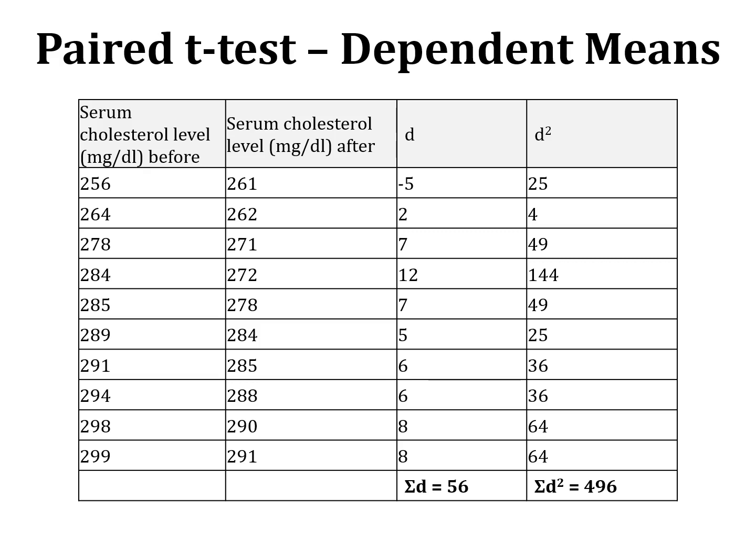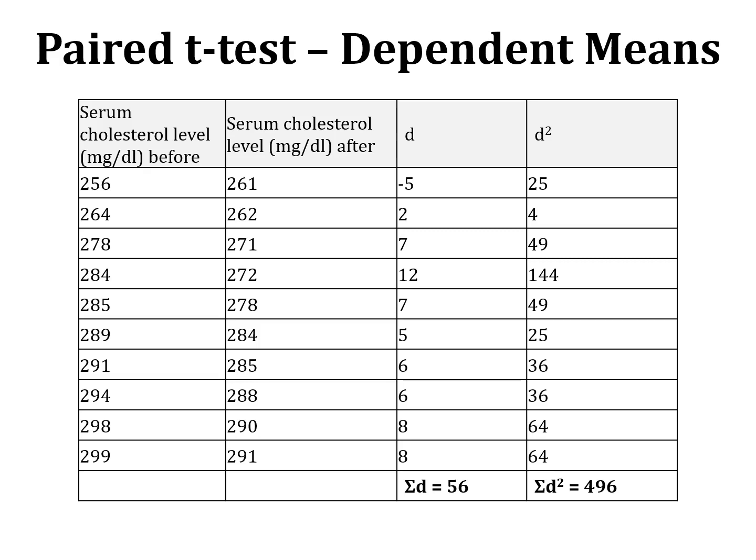And then we have 299 minus 291, and the answer is also 8. So in this case, you can see that there is actually a decrease in the serum cholesterol levels, except for the first patient. So now we are going to take the squares of these individual differences.